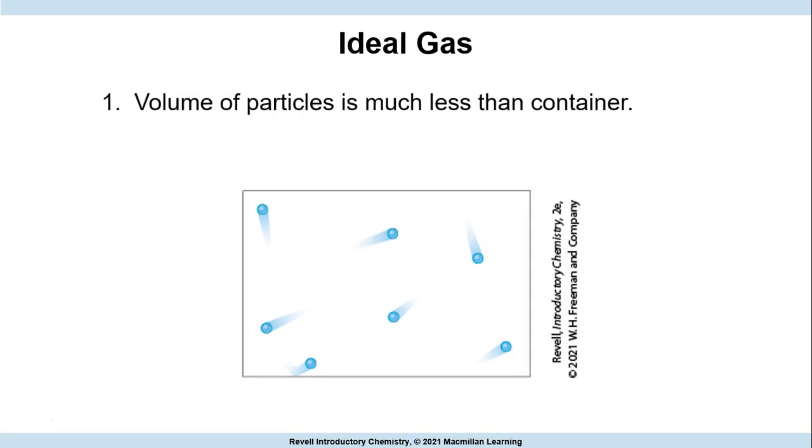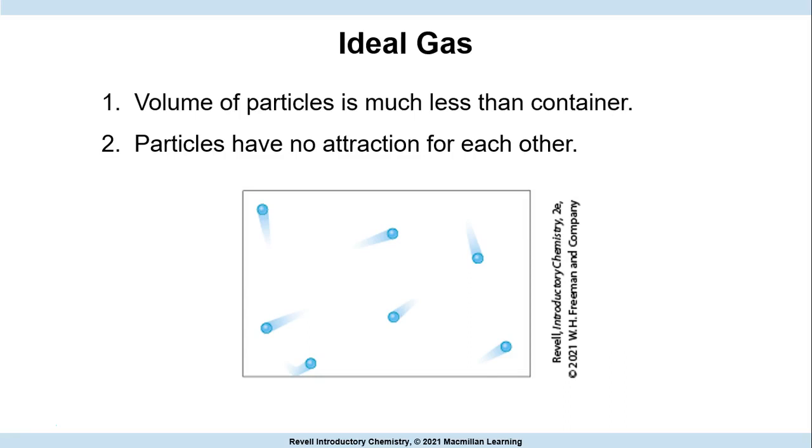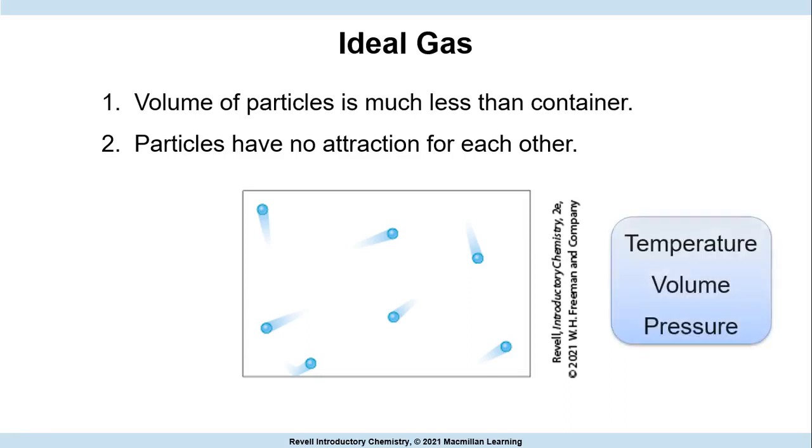So we are going to look at what we call an ideal gas, and there are two assumptions that we are going to make here. The very first one is that the volume of the particles is much less than the container in which they find themselves, and the second is that the particles have no attraction for each other. Okay, now the properties of the gases that we are going to be looking at here are temperature, volume, and pressure. So we are going to be seeing how these properties vary.